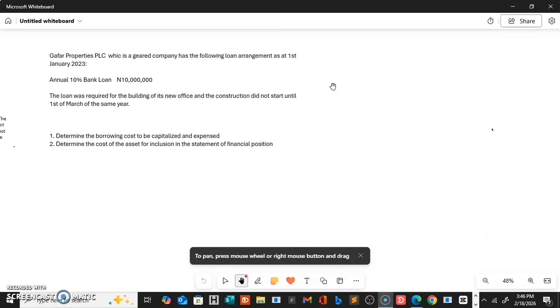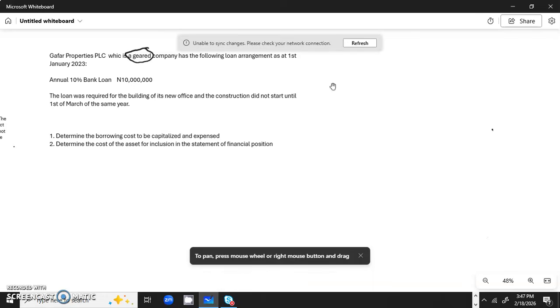Okay, so now we have this question: Gafa Properties PLC, which is a geared company. When we see the word geared, the word geared company means a company that relied extensively on loans. So the company has the following loan arrangement as at 1st of January 2023. The annual interest rate on this loan is 10%, as seen in the question, and we have the bank loan of 10 million naira. The loan was required for the building of its new office, and the construction did not start until 1st of March. Let us please take note of this. The construction did not start until 1st of March.